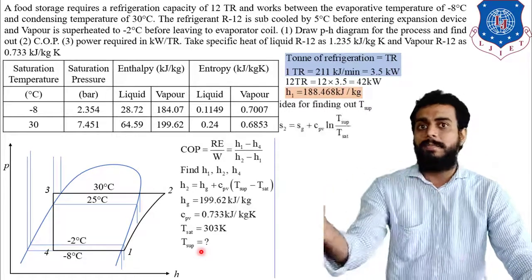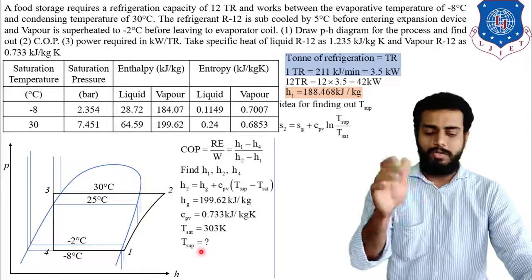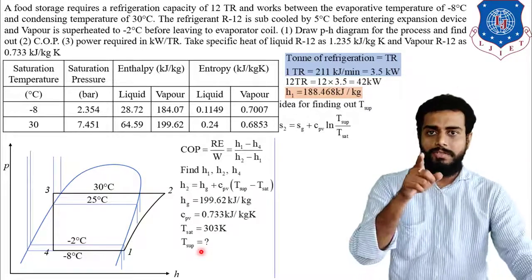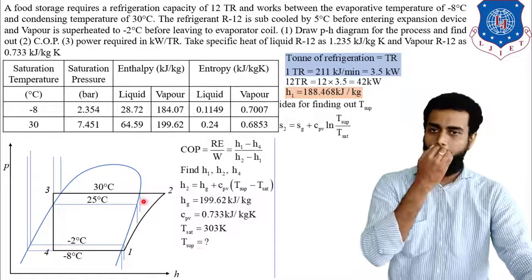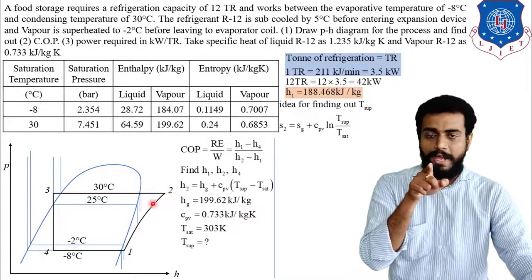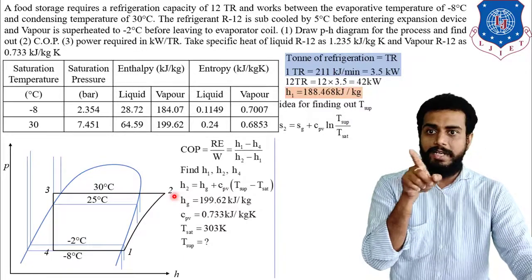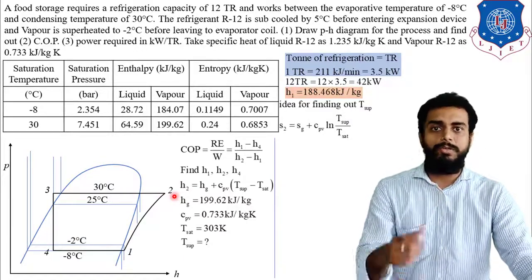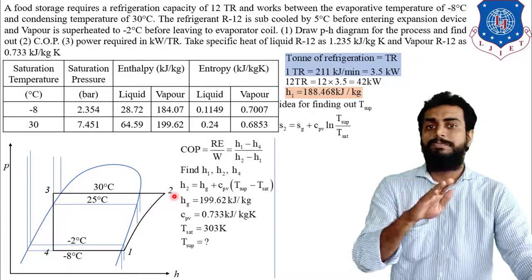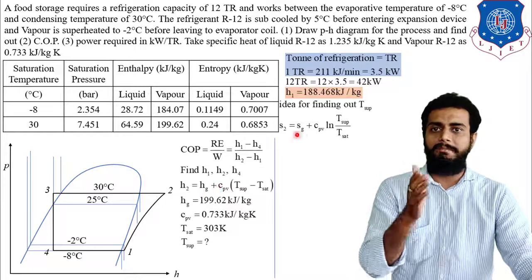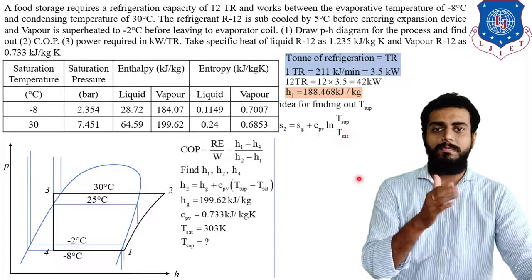Now the meaning of isentropic is that entropy will remain constant. So as you can see, first we will find out the value of S2, the entropy at point 2, which is superheated vapor. For superheated vapor, how can the equation be written? You have already studied the vapor cycle, right? So S2 is equal to Sg plus Cpv ln of T superheated by T saturated.